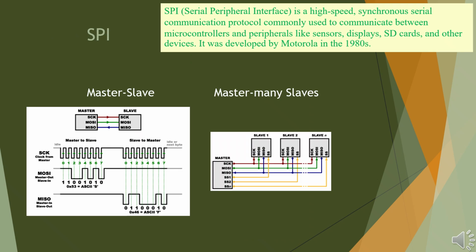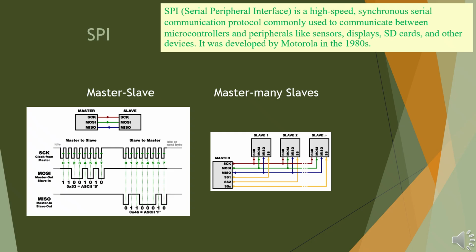SPI, or Serial Peripheral Interface, is a high-speed serial communication protocol originally developed by Motorola in the 1980s. It is a synchronous full-duplex interface, meaning that data can be transmitted and received simultaneously, and all communication is synchronized using a clock signal generated by the master device. In a typical SPI setup, there is one master and one or more slave devices.